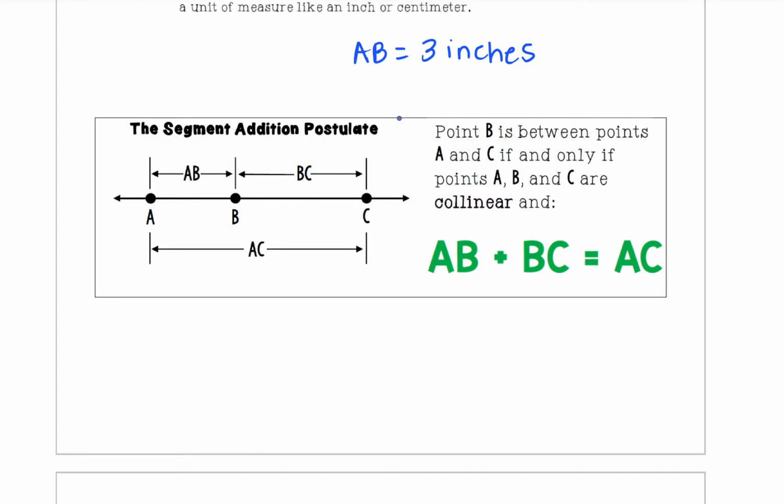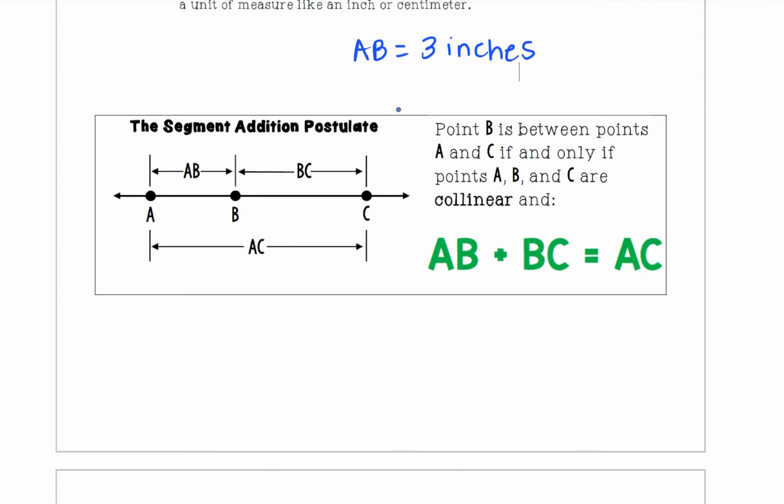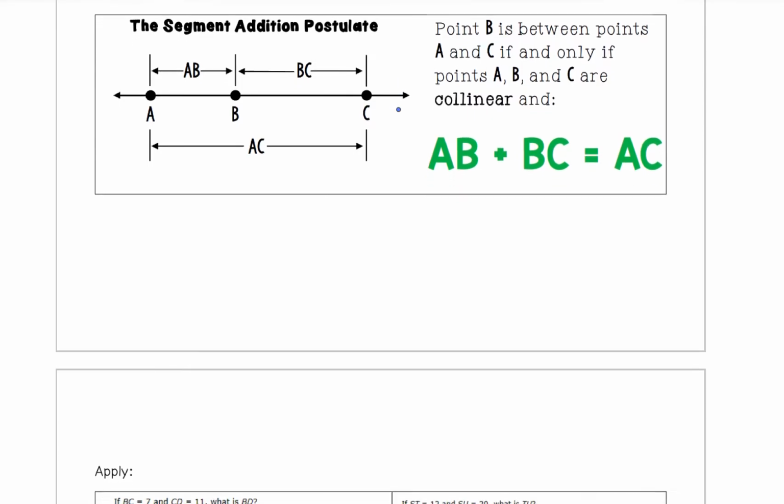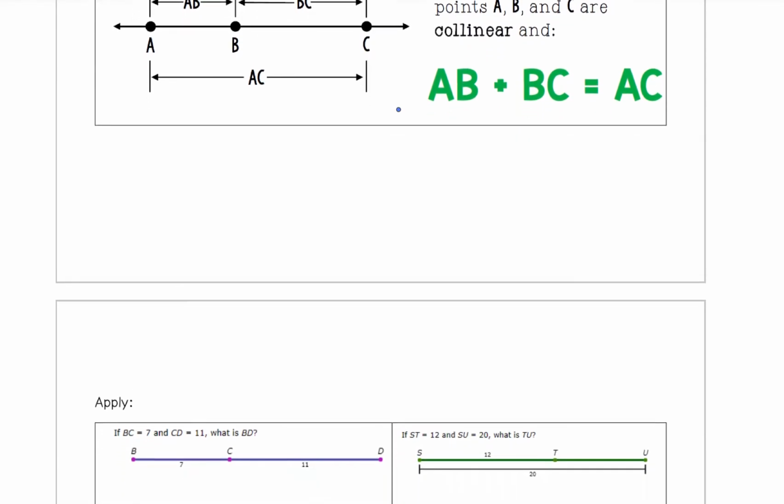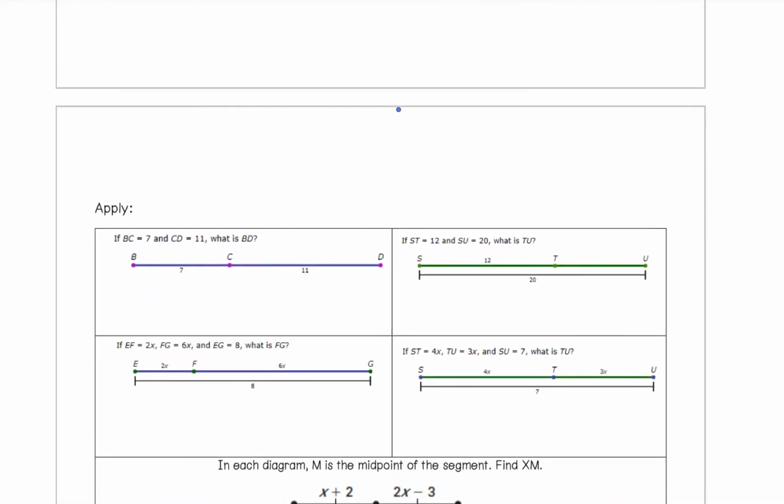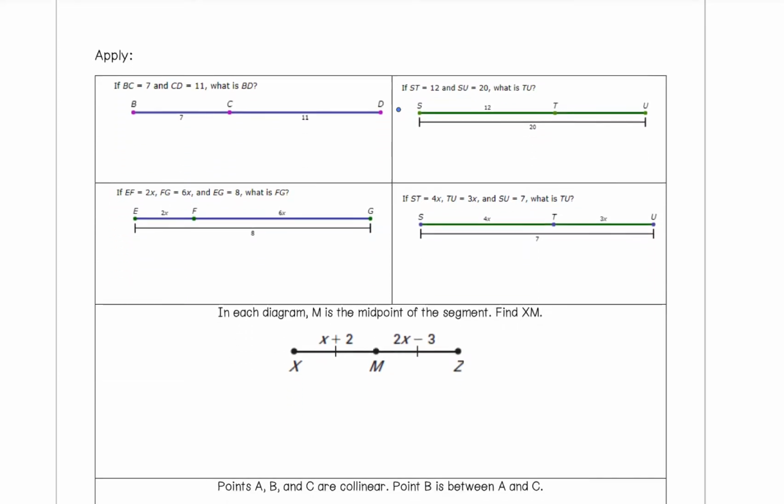We use that to solve a bunch of different problems, and we're going to do a lot of examples on the second page here. So if you feel like you understand it, go ahead and pause and try them on your own, and I will review all of them.